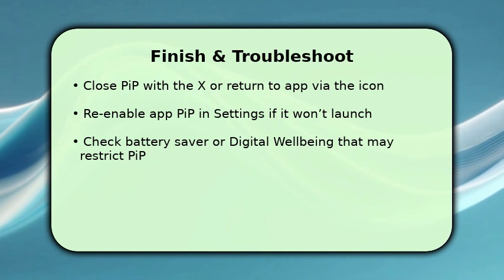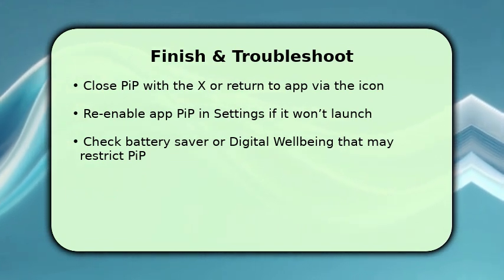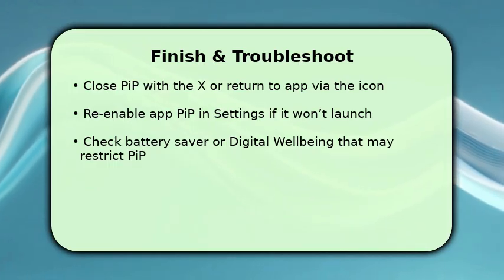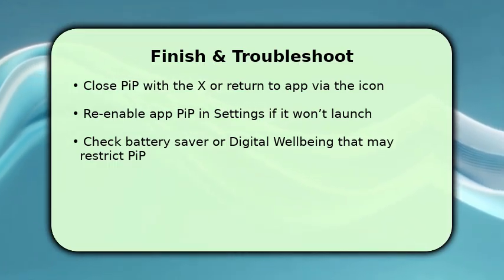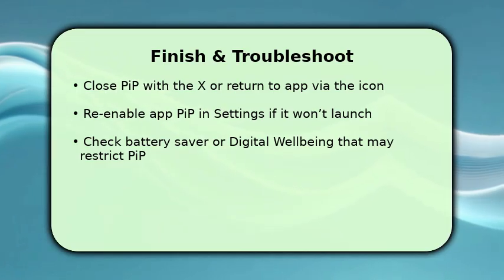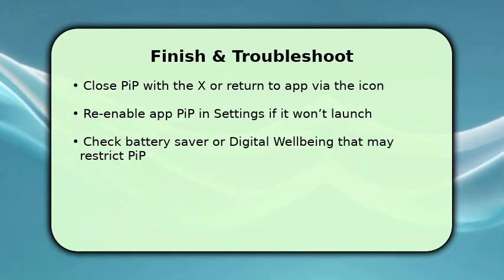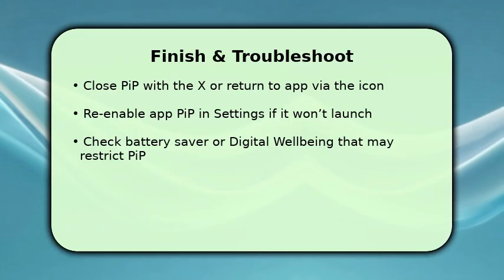If Pi-P doesn't start, verify the app's Pi-P permission in Settings and restart the app. Many problems clear with a simple relaunch. Also check battery saver, digital well-being, or device-specific power settings that can block background overlays. If the window is stuck, force stop the app and reopen it. That usually restores normal Pi-P behavior.